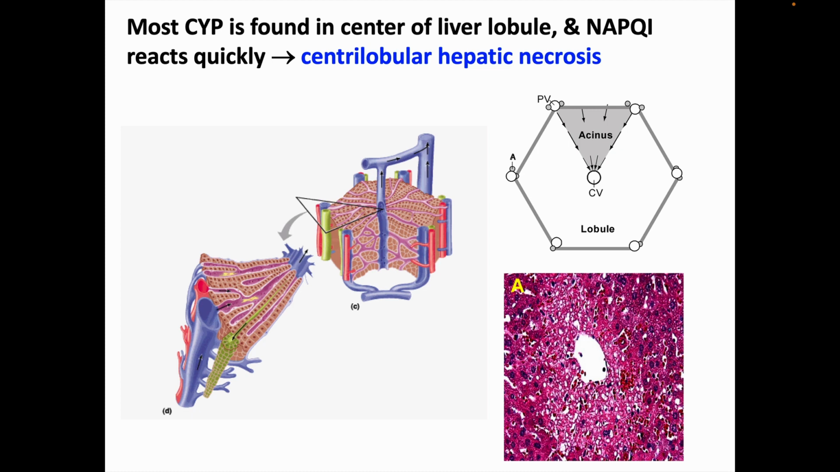And now here's a throwback to histology and the structure of the liver lobule. Most of the cytochrome P450 is found in the centrilobular area, and because NAPQI reacts so quickly, it will cause most of the injury right where it's produced, resulting in a pattern of centrilobular hepatic necrosis.